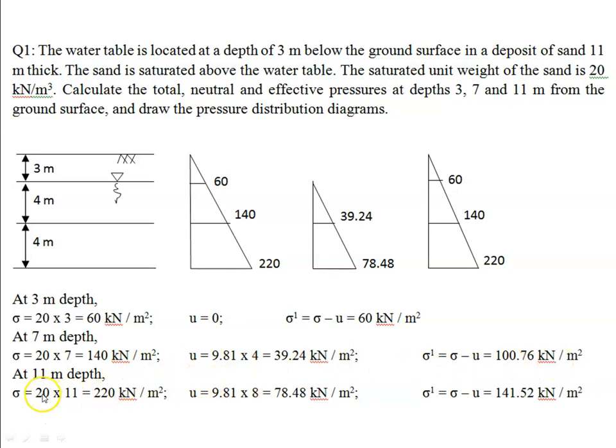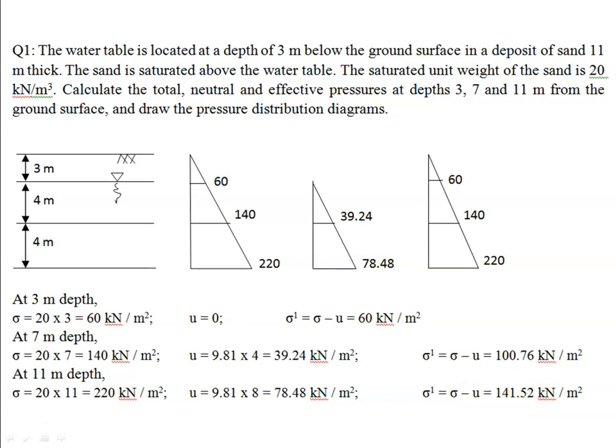Similarly, at 11 meter depth, at this level, what is the depth of soil? Total depth of soil is 11 meter and unit weight of soil is 20 kilonewton per meter cube. So when we multiply, we can find the total stress at this level. Pore water pressure at this level is equal to the weight of water above this level. So what is the weight of water above this level? 8 into 9.81. Then we can find the effective stress by taking the difference.